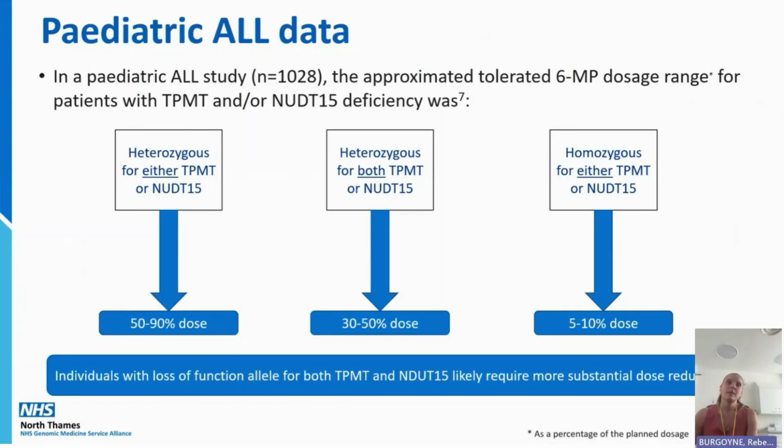So I just had a look at some of the pediatric ALL data. In a particular study with over 1,000 participants, the approximated tolerated 6MP dose range for patients with TPMT and/or NUDT15 deficiency was as below. If they were heterozygous for either of the enzymes, they could tolerate between 50 and 90% of the 6MP dose. If they were heterozygous for both of these enzymes, they could only tolerate between 30 and 50% of what would be a normal 6MP dose. And if they were homozygous for either of the enzymes, they could only tolerate up to 10% of what would be the normal 6MP dose.